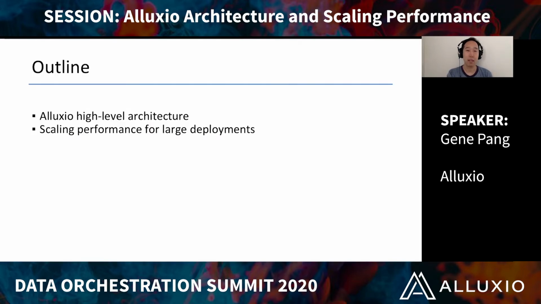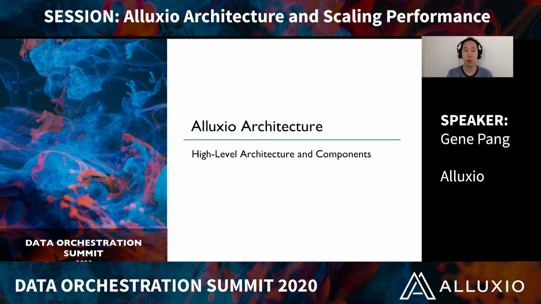Here's a brief outline of what this talk will be about. First, I will go over the high-level architecture of Alluxio. And then I'll go into some of the efforts we've made in scaling performance, especially for large-scale deployments. So first, I'll do a high-level overview of Alluxio architecture, including its components.